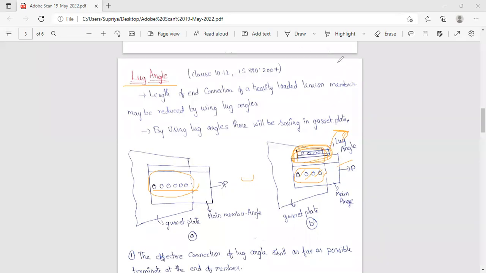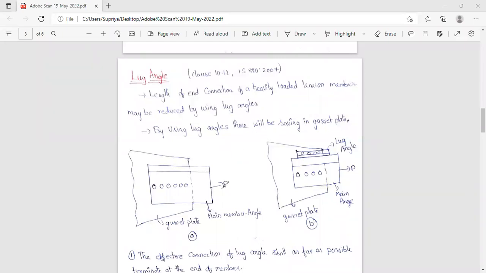Nowadays it is mostly avoided because even though we use the lug angle, we have to make more holes in the gusset plate within the lesser area. The area of the gusset plate we are not increasing, but we are making more holes to provide the bolts. So what happens? The net area of the gusset plate will be much more decreased. So it is also not used. For that reason we are not using this type of connection with lug angle these days.